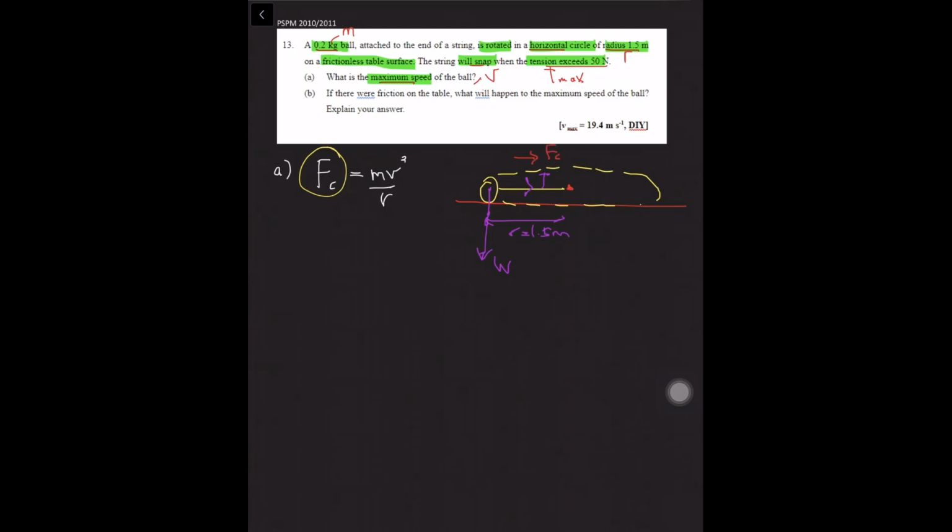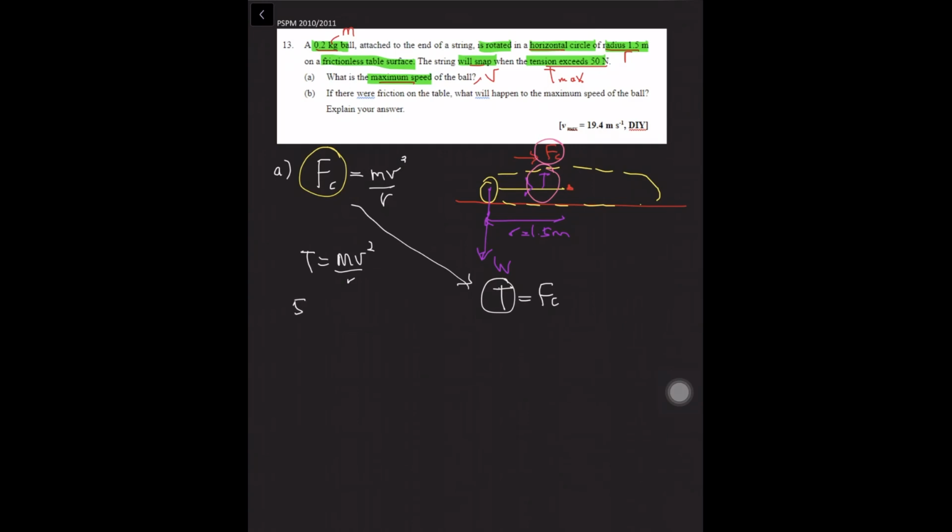The force in the same direction as the centripetal force, we have only tension. It means that our centripetal force is equal to tension. Tension will be the centripetal force. So here we will substitute our Fc is equal to tension. So tension is equal to mv squared over r. Now we will substitute all values.